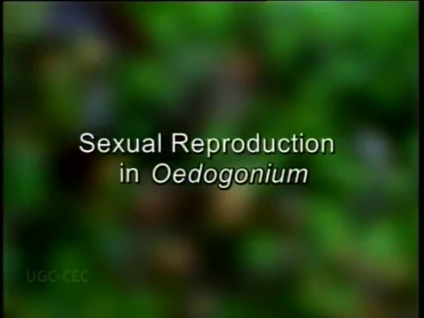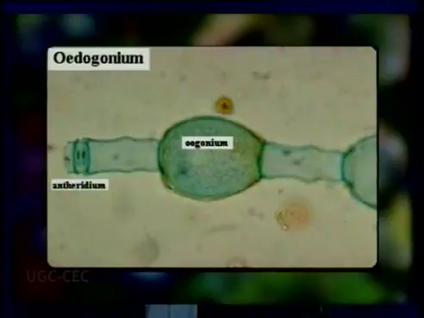Dear students, now we will discuss sexual reproduction. In Oedogonium, it is a distinctly advanced type of oogamy. The sexual reproduction in Oedogonium is by the formation of special reproductive organs, that is antheridia and oogonia.